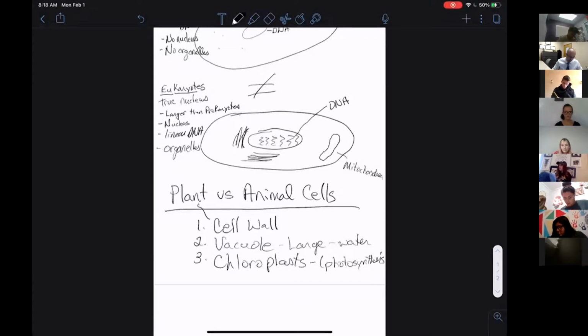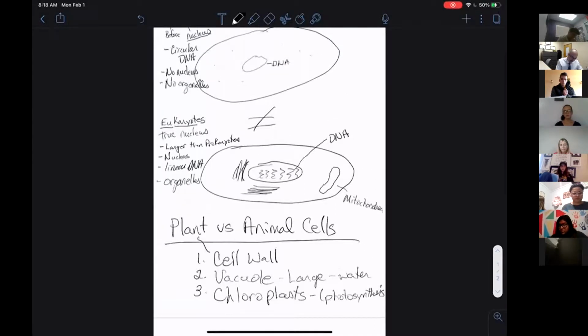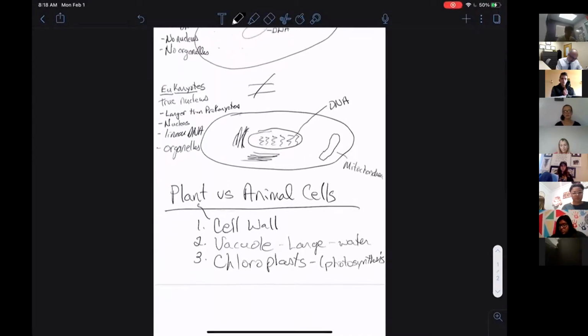So those are the three major differences between plant and animal cells. The plants have these three things, and animal cells really don't. They do have a little tiny vacuole, but it's not much to speak of, so not a big deal. We just say that plants have a large vacuole.